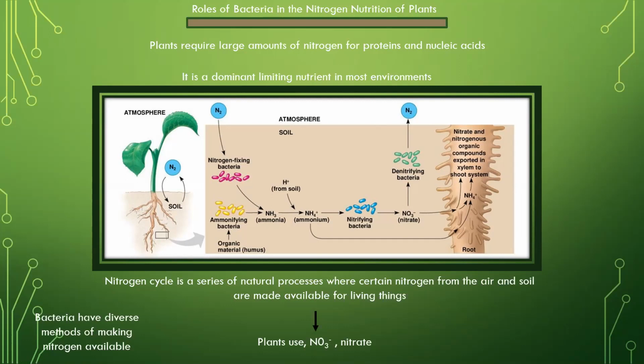And so as we learned about prokaryotes and their role in the environment, bacteria make diverse methods of nitrogen available. They also make other materials such as phosphorus more readily available for organisms. Nitrogen fixation, ammonifying, all of these things are different ways that they can add nutrients to the environment in ways that other organisms can use.